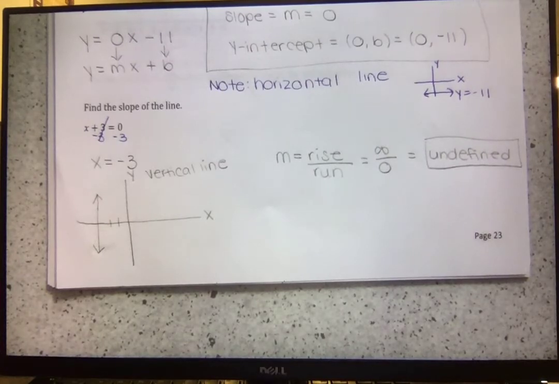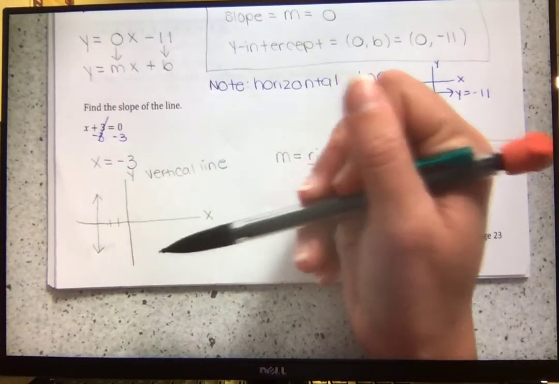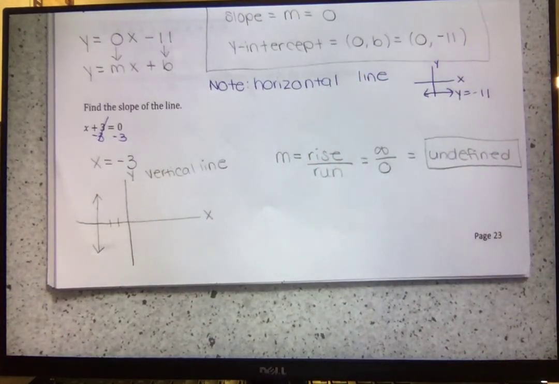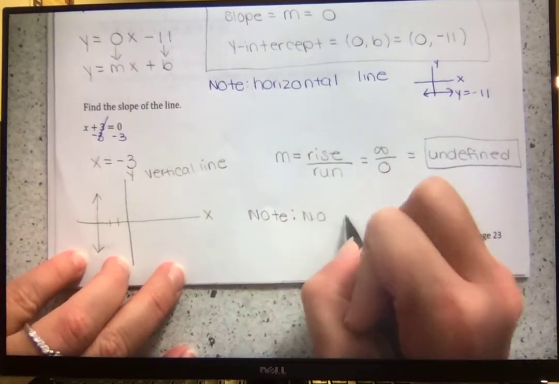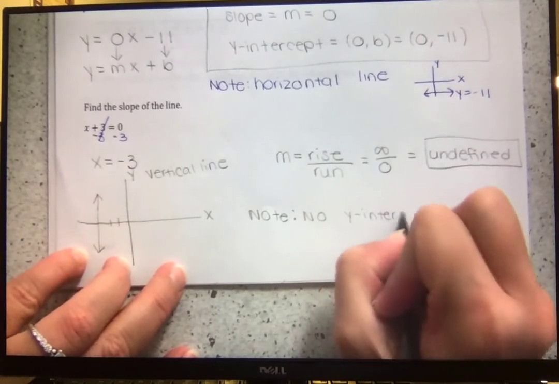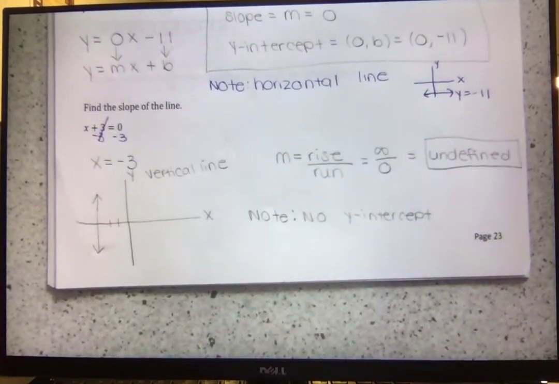Before we go on to the next page, how could I help you understand this better? What questions do you have for me? If you were given the y-intercept, it would just be negative 3. It goes up and down forever, so it's never touching the y-axis. Yeah, so there'd be no y-intercept. It never crosses that y-axis. Great question, thank you. What else?